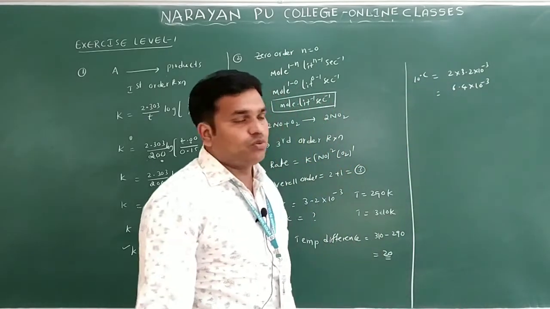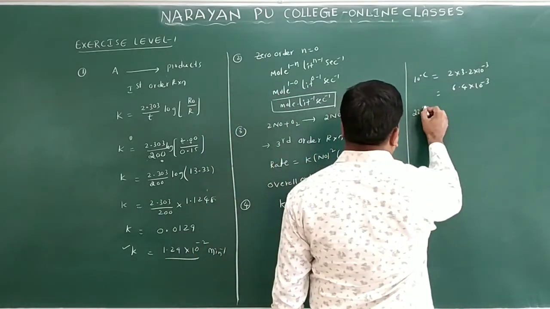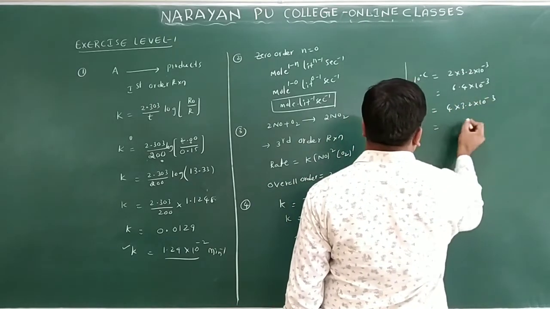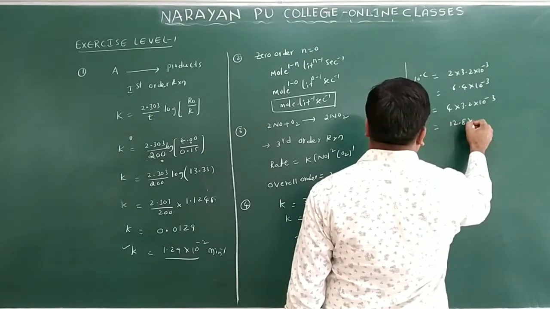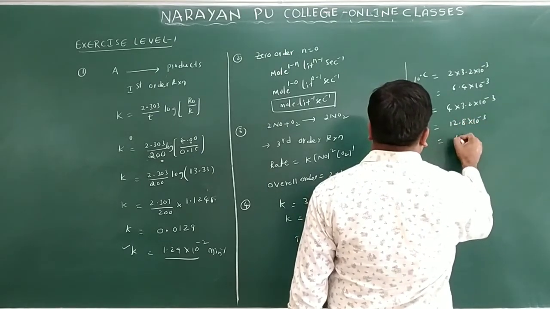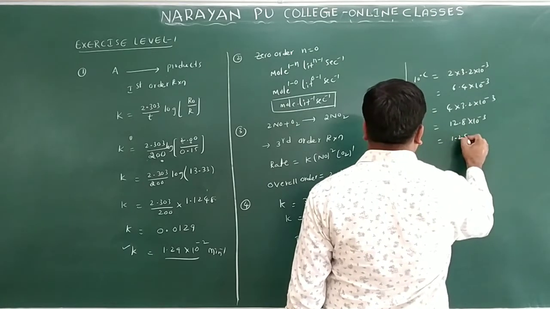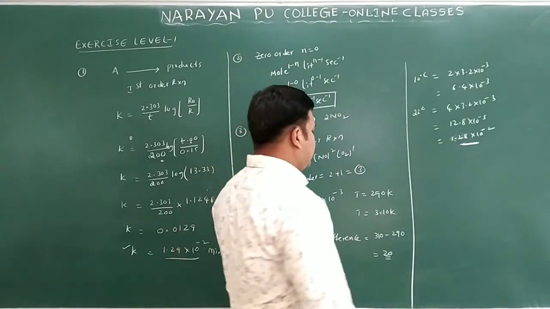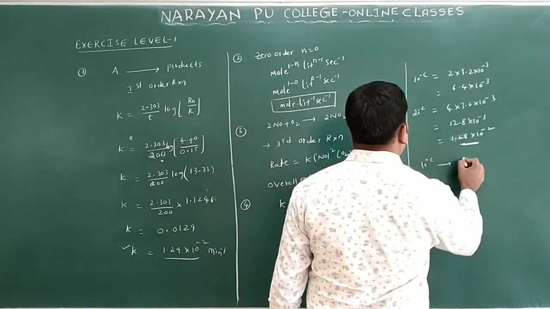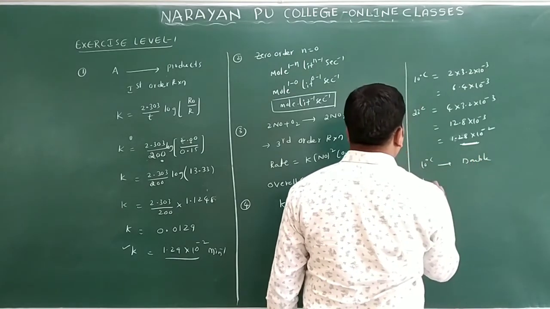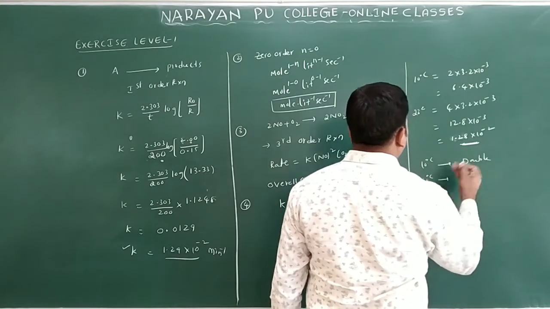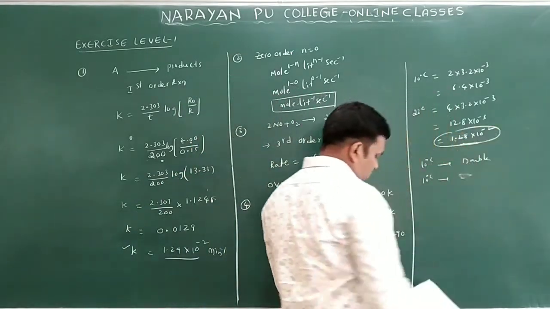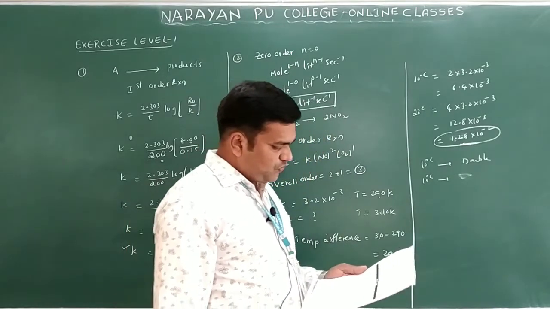Here how much difference is there? 20 degree difference is there. So for a 20 degree difference, we can write 4 into 3.2 into 10 power minus 3. Then you will get 12.8 into 10 power minus 3. This we can write as 1.28 into 10 power minus 2. So a 10 degrees Celsius rise makes it double, and we increase again by 10 degrees Celsius, so 2 square, that is 2 into double. So what is the answer? This is 1.28 into 10 power minus 2. You will take option 1 for this reaction.